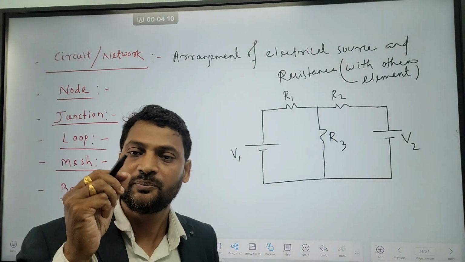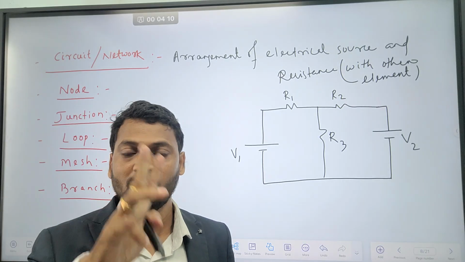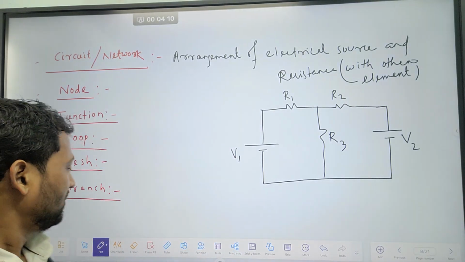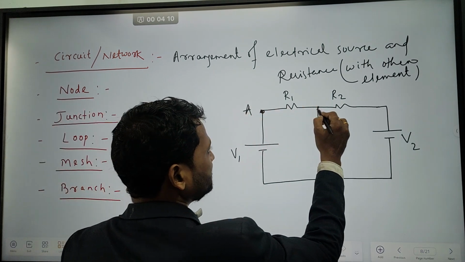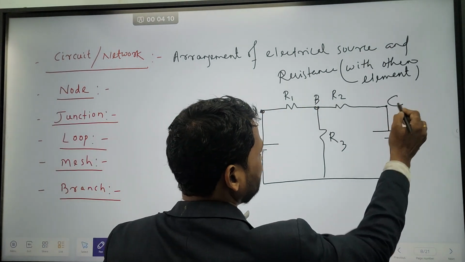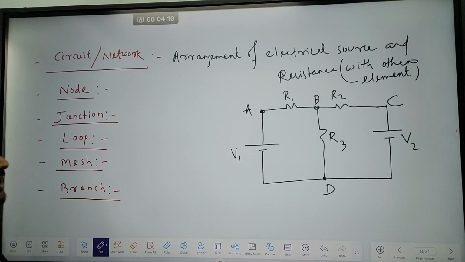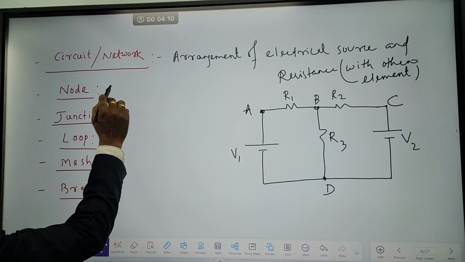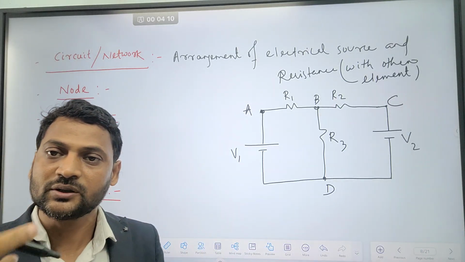नोड मतलब it is an equipotential surface and an equipotential point through which two or more than two circuit elements are connected. Okay, let me note that point A, this one is B, C, and this point is D. ठीक है. So there are 4 points. So node क्या है? Node is an equipotential surface or equipotential point through which two or more than two circuit elements are connected.